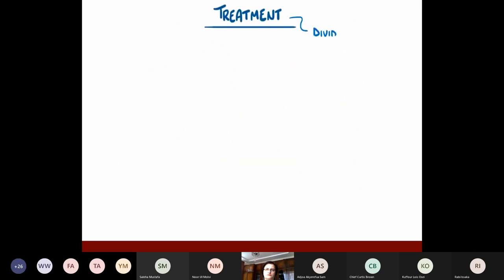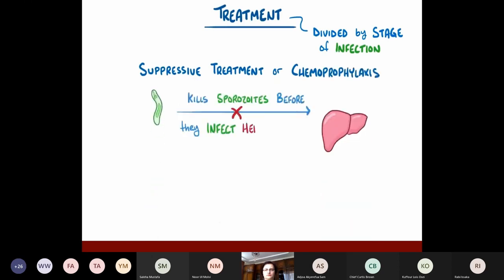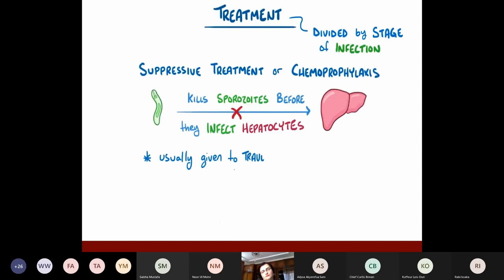Treatment for malaria is generally divided into the different stages of infection. Suppressive treatment, or chemoprophylaxis, is aimed at killing sporozoites before they infect hepatocytes. So it's usually given to travelers that are headed to a country with endemic malaria.